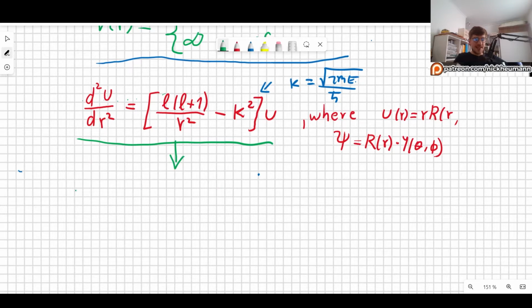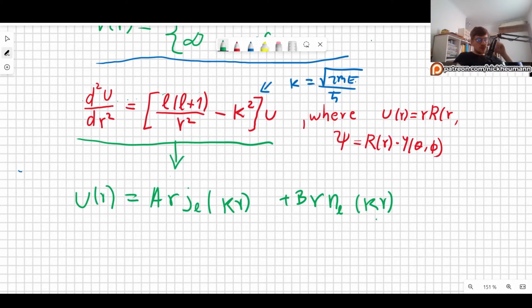What you need to know is that the solutions are comprised of 2 very special functions, which are the spherical Bessel and the spherical Neumann functions. So the solutions here are just some constant a times r times, and here it is, the spherical Bessel function evaluated at k times r. And then we get some other constant times r times the spherical Neumann function evaluated at kr. Now, what do those functions look like? Well, there is an entire domain of mathematical physics and mathematics in general that just dedicates themselves to studying them, finding their properties.